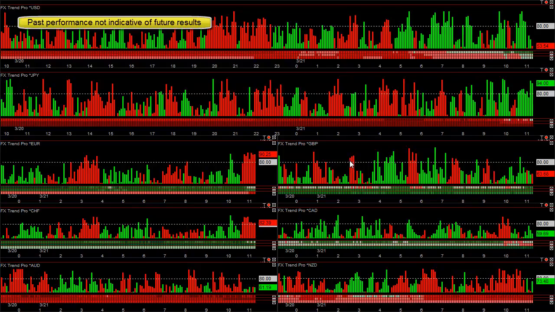Starting the day off, the pound was weak. However, the weekly monthly trend is one of the strongest. The CAD's also very strong, and it didn't have the weakness that the pound had. So certainly trading the CAD to the long side makes sense.